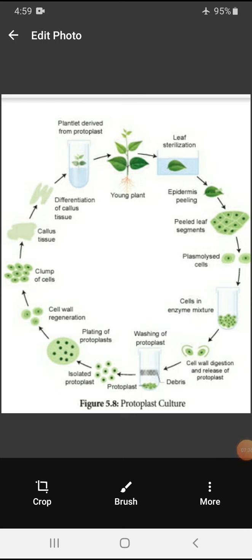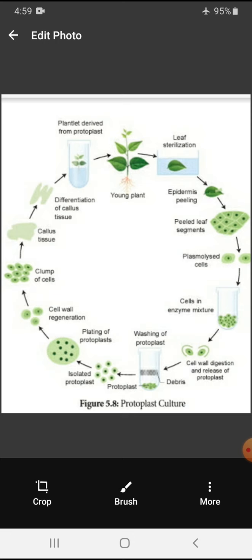This is the overall schematic representation of protoplast culture. Here, from the young plant, the leaf is taken and undergoes sterilization. Then the epidermis is peeled, followed by peeled leaf segments. The lower epidermis we can use for peeling off. Then the plasmolyzed cells are treated with the cell enzyme mixture. From the enzyme mixture, we get digestion of the cell wall to release the protoplast.